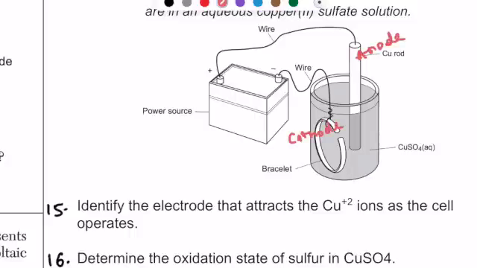Remember, oxidation occurs at the anode, so that means this is going to lose the electrons, and this thing is going to gain the electrons. Once it gains the electrons, it attracts the copper ions from the solution. So to answer this, you can say your cathode is going to attract the copper.